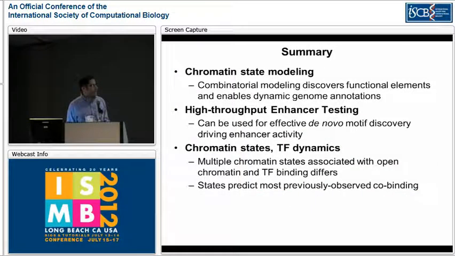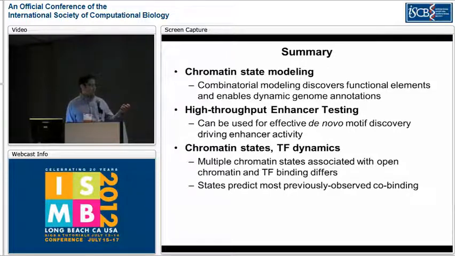So to summarize, I presented to you an approach for chromatin state modeling that could be used to annotate genome-wide elements across multiple different cell types. And I showed you some recent work where we've experimentally tested in high throughput a large number of these enhancer state calls, showed how it can be used to discover de novo driving motifs of enhancer activity, and showed some results comparing these expanded set of chromatin states with genome-wide maps of transcription factor binding experiments. And that could be used to describe most previously observed co-binding.